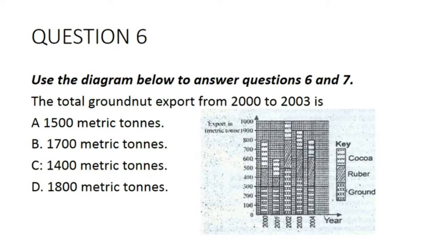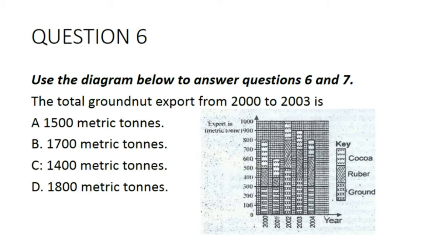Question 6. The total granite export from 2000 to 2003 is A. 1,500 metric tons, B. 1,700 metric tons, C. 1,400 metric tons, D. 1,800 metric tons.